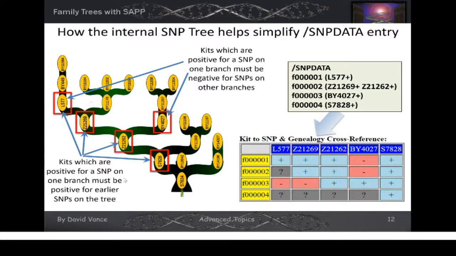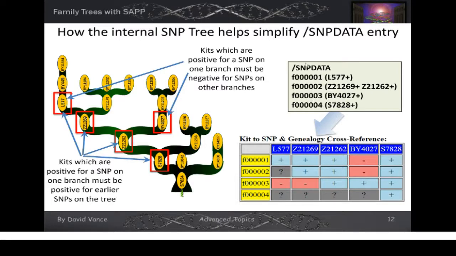In the same way, kits which are positive for a SNP on one branch, like L577, have to be positive for earlier SNPs in that tree as well. So when I said that kit 1 was positive for L577, we know then by definition that he is also positive for Z21269, Z21262, and S7828 all at the same time. So if we have the tree, we start to know a whole lot more about how these kits are related to each other than we did if we just see their input in this format.